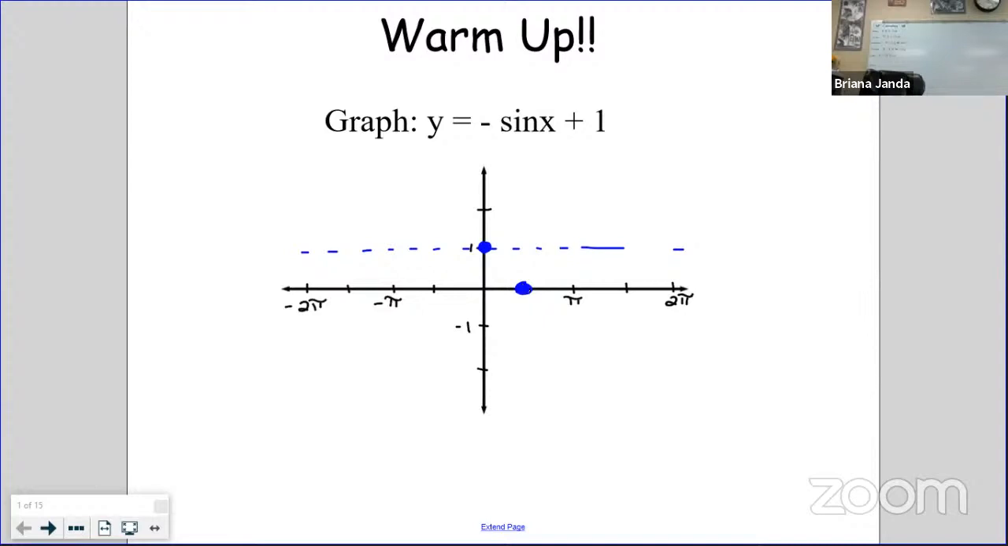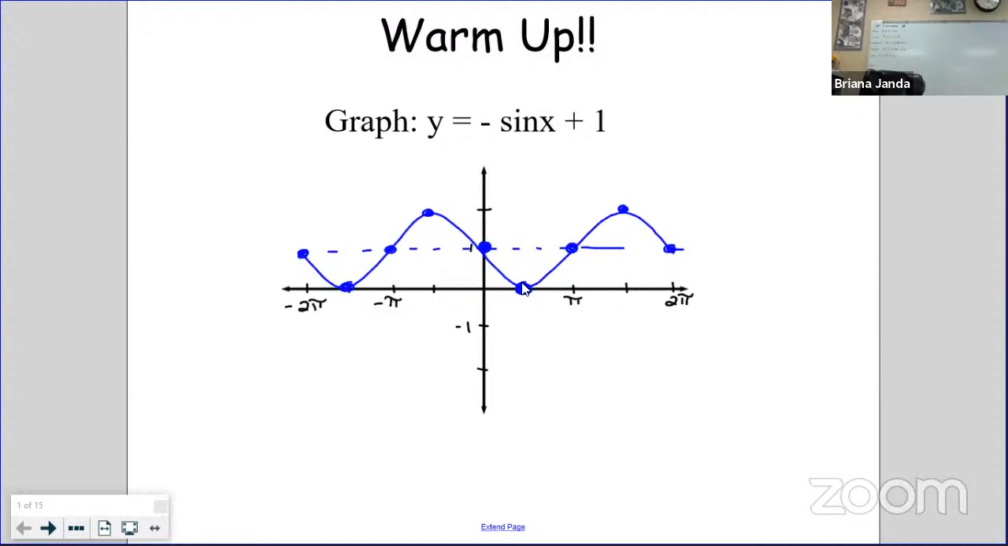Next tick mark, I return to my midline, next tick mark above, next tick mark, return to my midline. Filling in to the left, I was below, so we have to alternate: below, midline, above, midline, below, midline. Then a nice smooth curve to connect my dots.